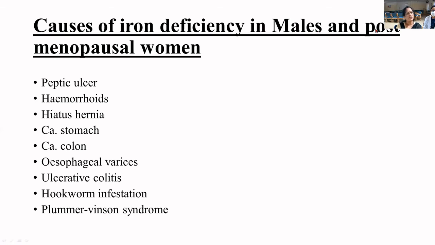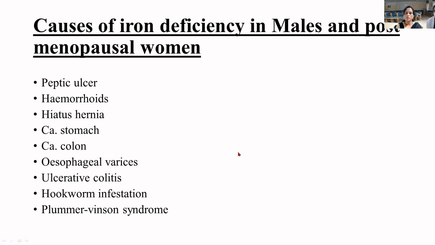So causes of iron deficiency in males and postmenopausal women: peptic ulcer, hemorrhoids. Can you read this louder? Yes, ma'am. Peptic ulcer, hemorrhoids, hiatus hernia, carcinoma of stomach, carcinoma of colon, esophageal varices, ulcerative colitis, hookworm infestation, Plummer-Vinson syndrome.